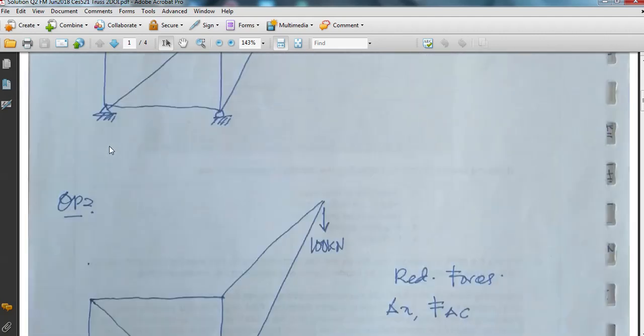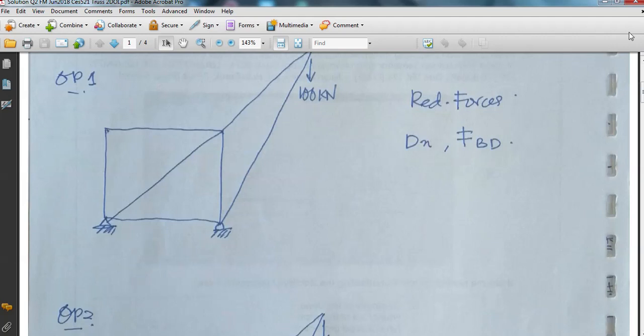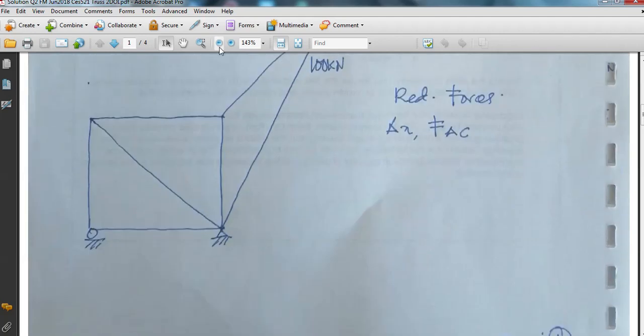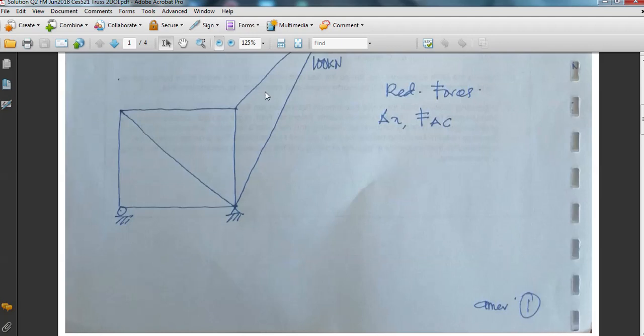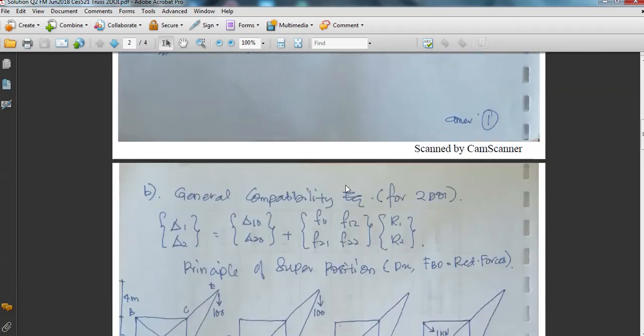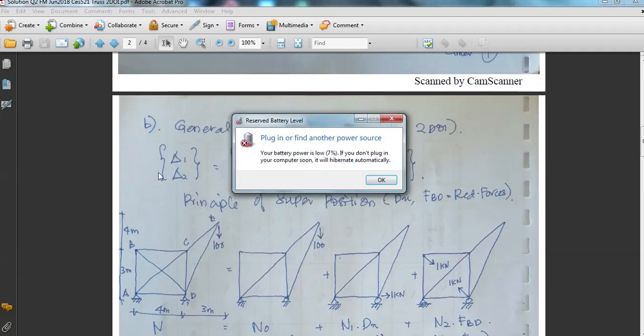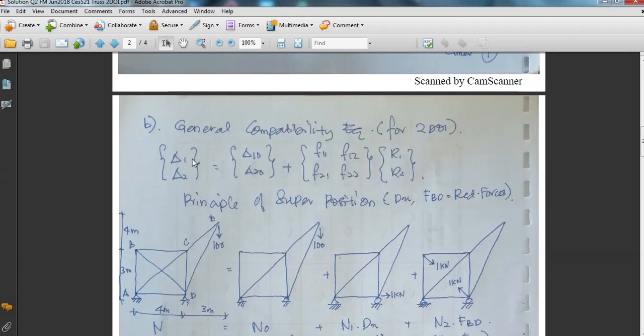We have option number 1 and option number 2, depending on the redundant force we have chosen here. If you choose DX and FBD, this is your primary structure. If you choose AX and FAC, this is your primary structure. Then this is the general compatibility equation when you have 2 DOI. Delta 1, delta 2, which we have discussed already.